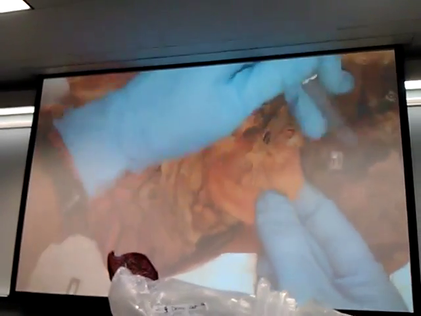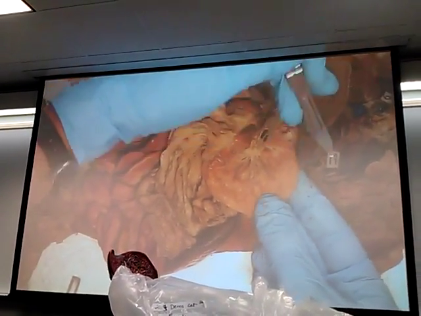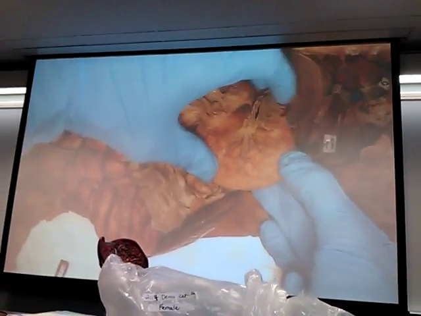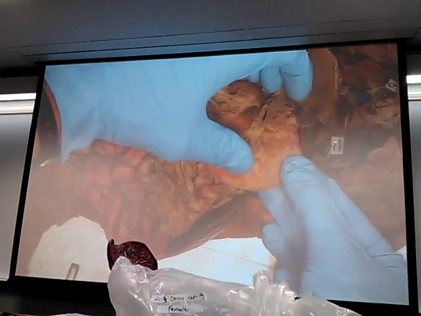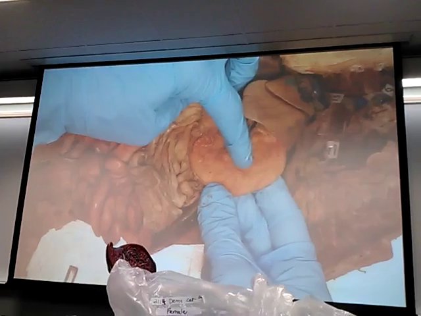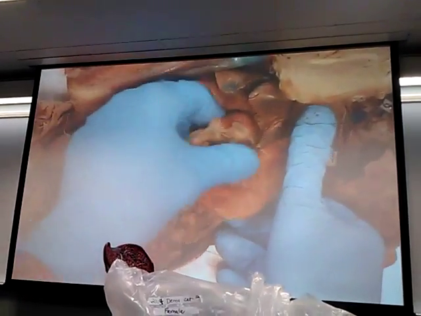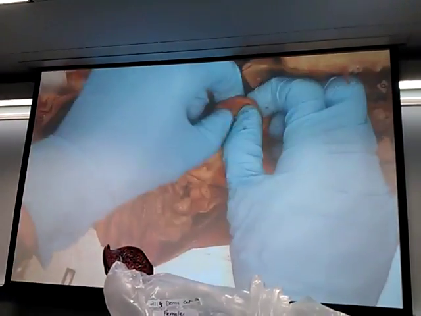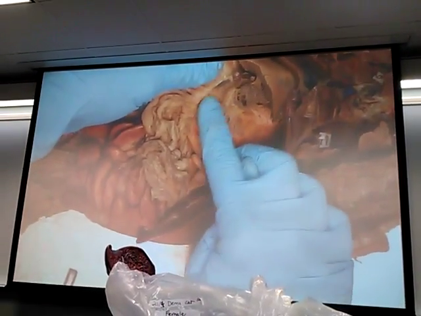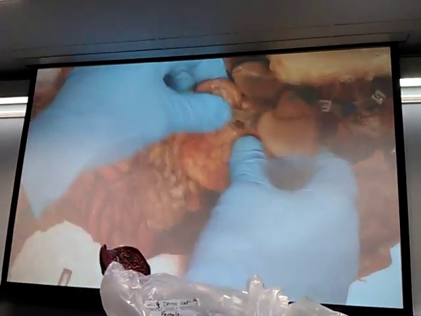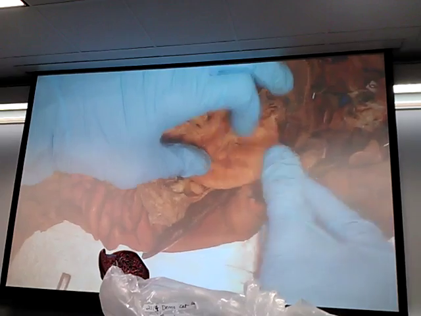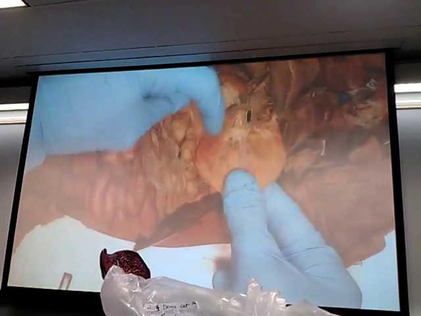This part right here would be the fundus. So we've got cardiac region, and then this is the fundus. Body of the stomach is just this middle part. And then the last part of the stomach, here's the first part of the small intestine here. So the last part of the stomach here is the pyloric region. Okay. So we've got cardiac region, fundus, body, and pyloric region.